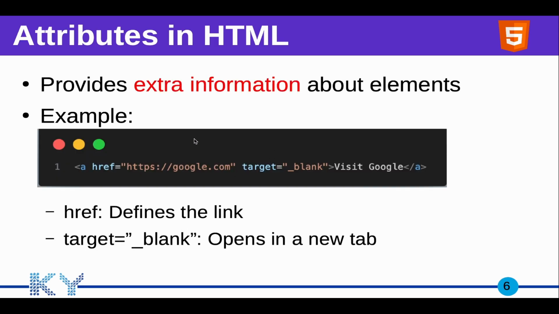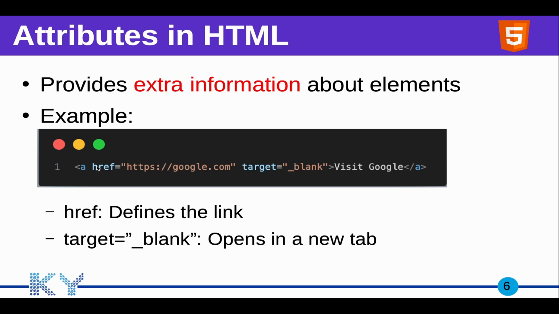Then attributes in HTML. Attributes provide extra information about elements. An example is when we look at the anchor tag. Now the anchor tag is used for links. When you want to add links to your HTML document, your web page, use an anchor tag, which starts with an A and it closes with the same A.